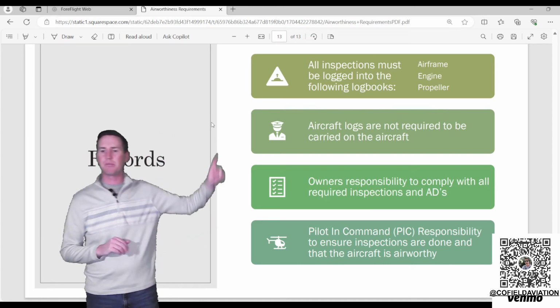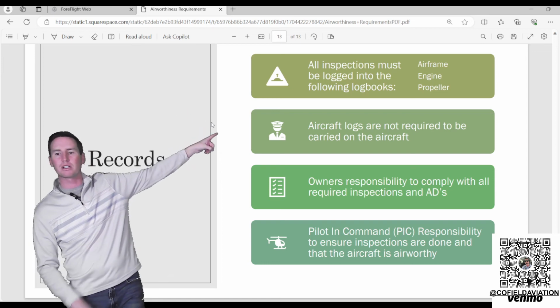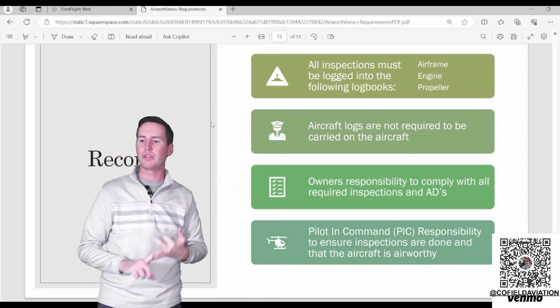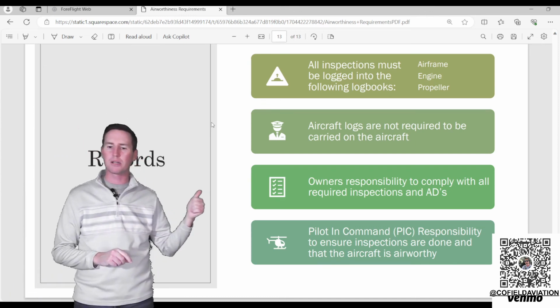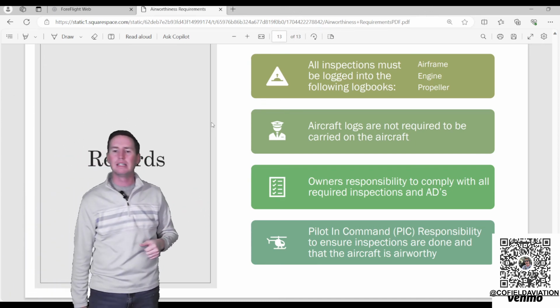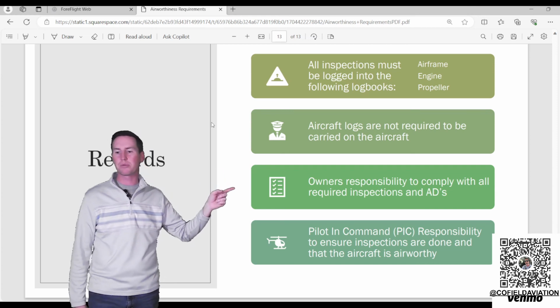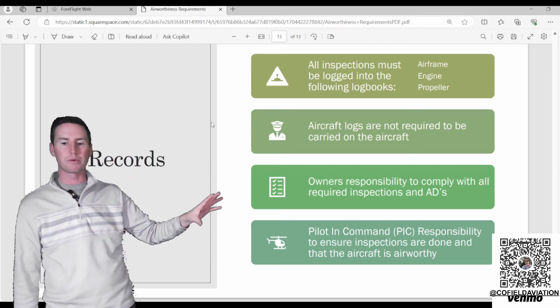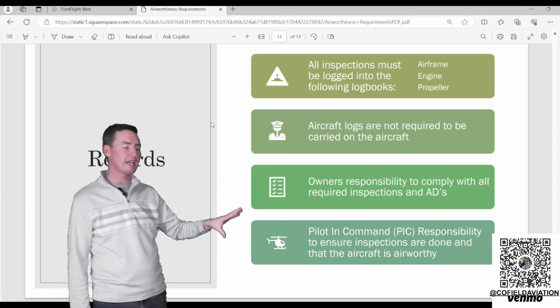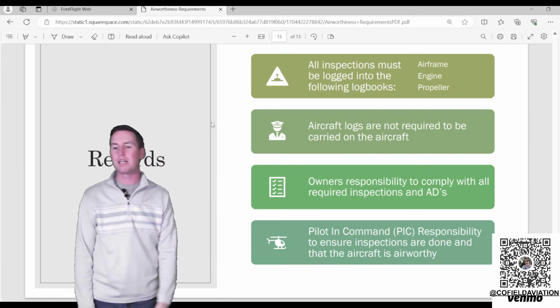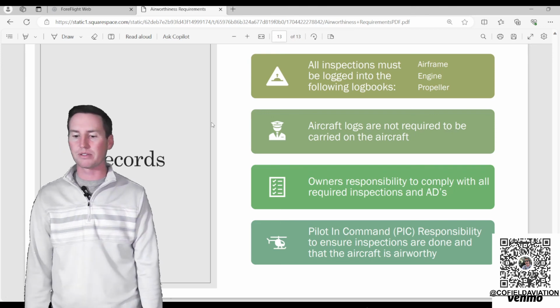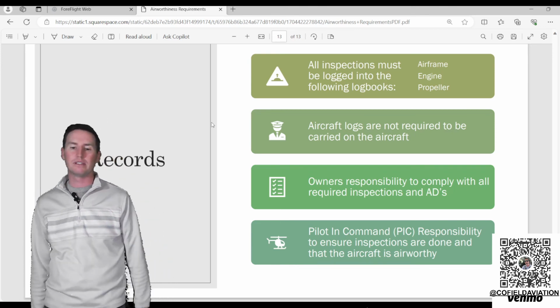All right, last here, records that you have to keep. All inspections must be logged in the following logbooks. We've already talked about this: the airframe, the engine, and the prop logs. Aircraft logs are not required to be carried on board the aircraft. This is a big one. It's the owner's responsibility to comply with all the required inspections and the ADs. However, this is on you. It's the pilot in command's responsibility to ensure inspections are done and that the aircraft is airworthy.